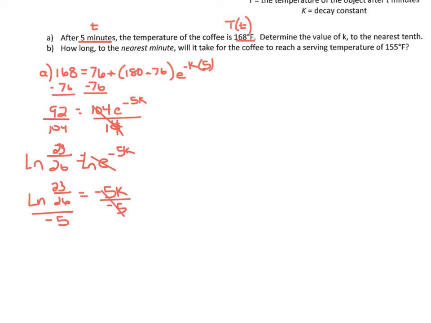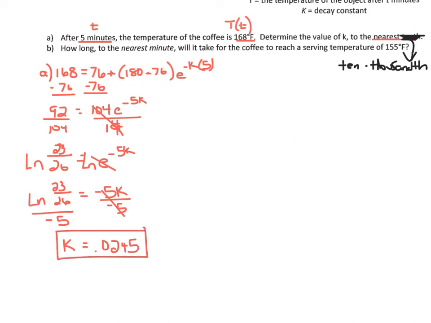Okay, now this is to find k to the nearest tenth. Oh wait, I'm sorry, my paper says tenth, but yours says 10,000th, so let me change that. So if we plug this into our calculator and round to the nearest 10,000th, that will give us 0.0245. All right, so there we go.